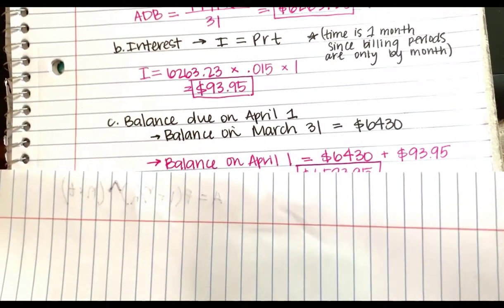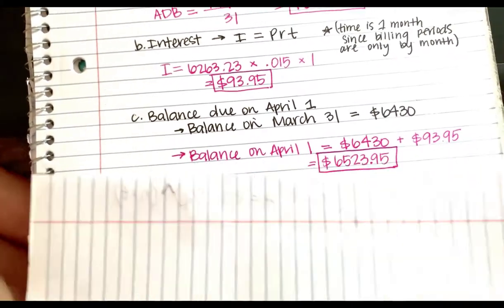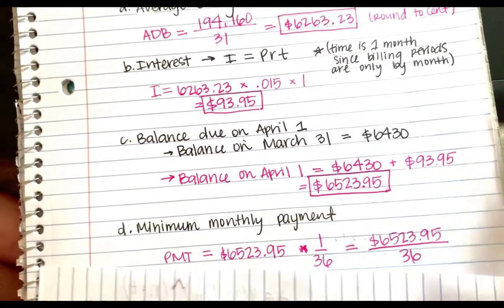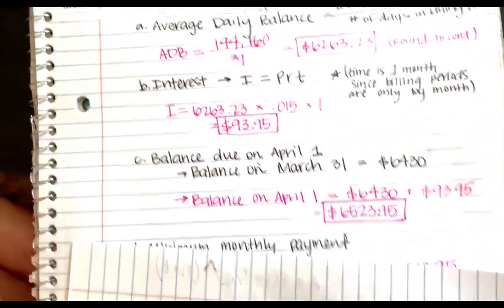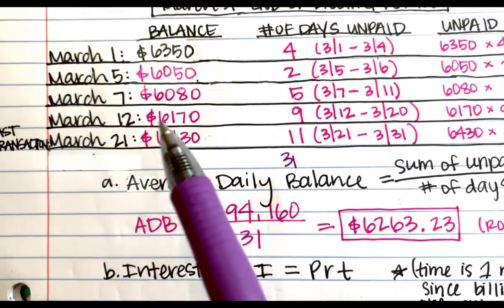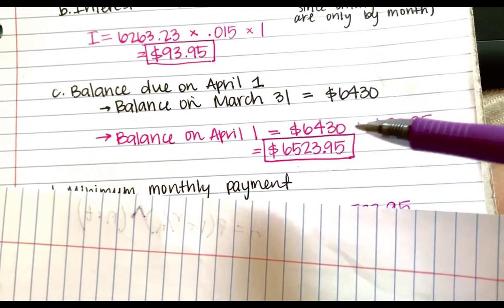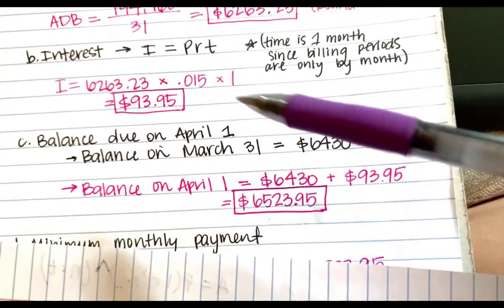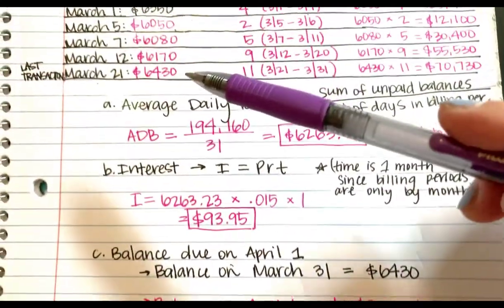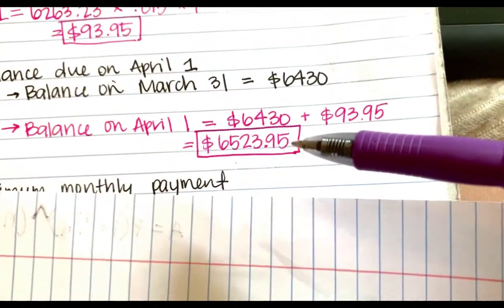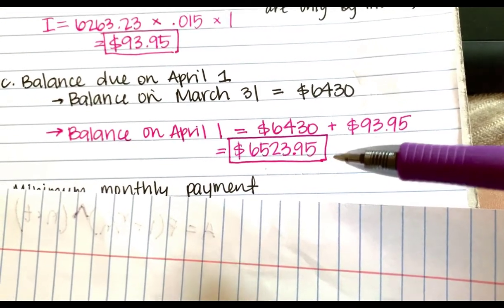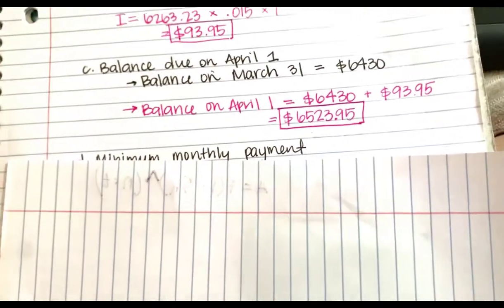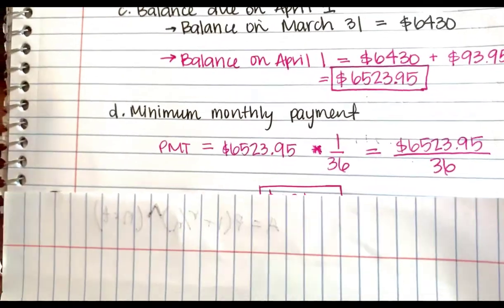Alrighty, C, our balance due on April 1st. Okay, so we have to take our balance on the 31st, which is this very last value, 64.30. And we have to add the interest that we are getting tacked on. So our interest from B added on to our balance, we get $65.23.95.